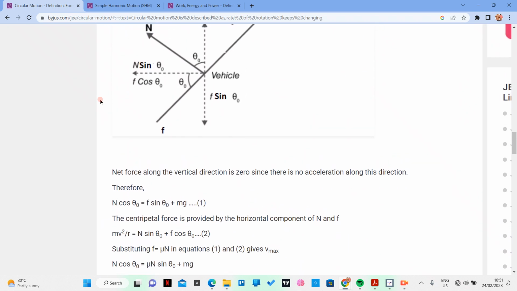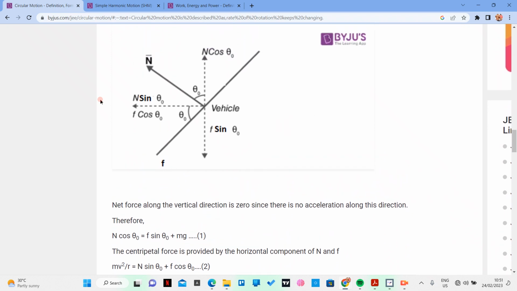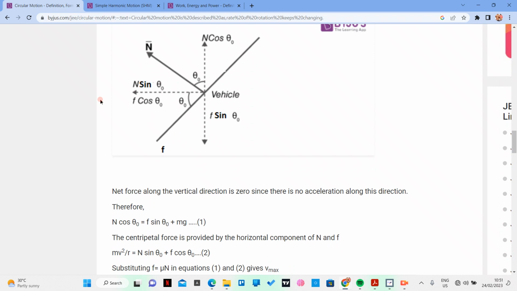For the vertical direction, the net force in the vertical direction is 0. So that means N cos theta is equal to F sin theta plus mg. They are using the vertical components as well. They said net force, so the resultant force there is 0. That means your N force, the force going upwards, will be equal to the total force coming downwards. And the total force coming downwards is both the weight of the vehicle and F sin theta.